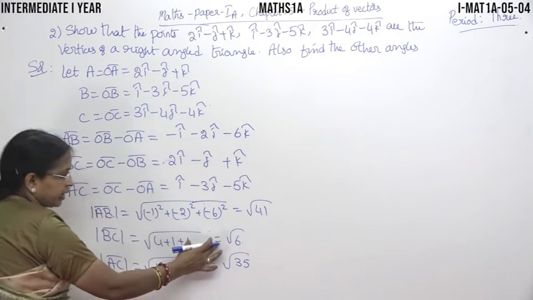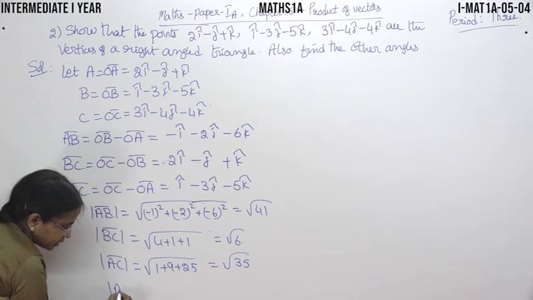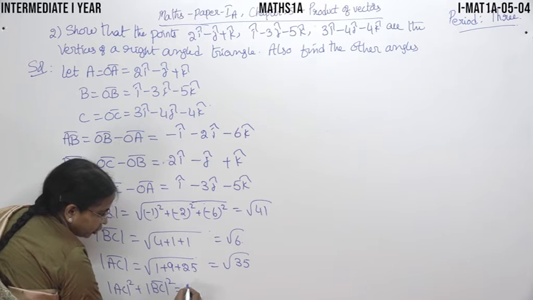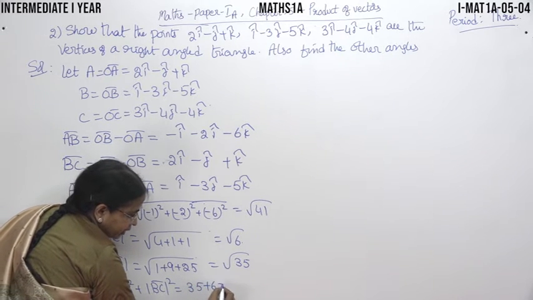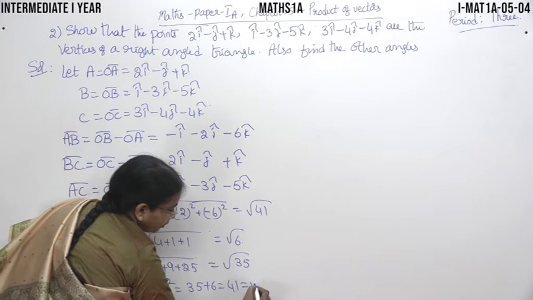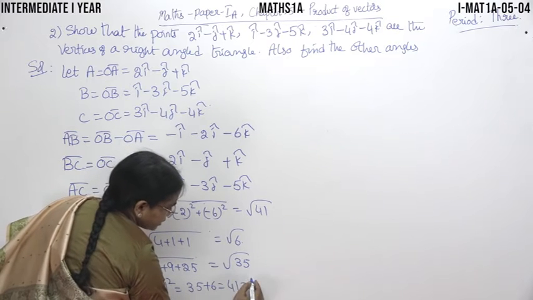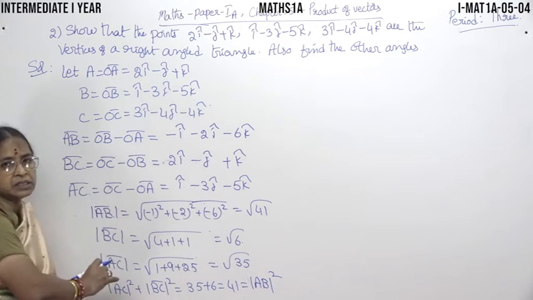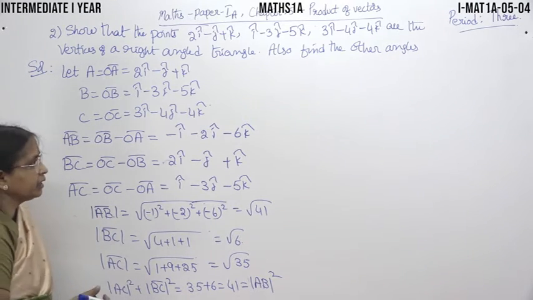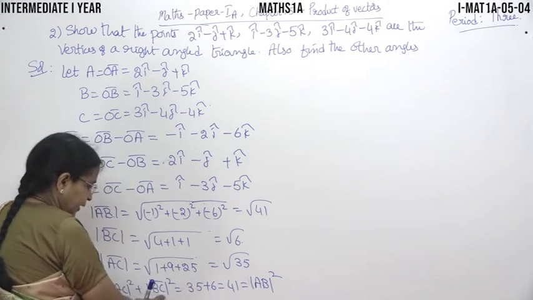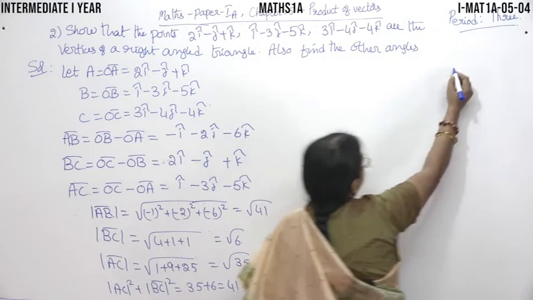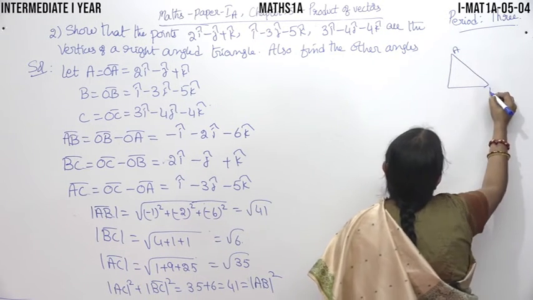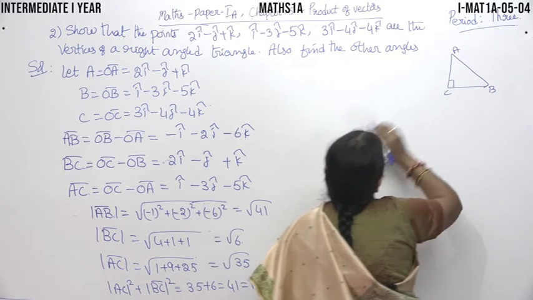You can see when you are adding the squares, mod AC square plus mod BC square is equal to 35 plus 6. That is 41, which is equal to mod of AB square. So according to Pythagoras theorem, you can say that they form the sides of a right angle triangle. So where is the right angle? Right angle is at C, because in the right angle triangle, AB is the hypotenuse. So angle C is the right angle.